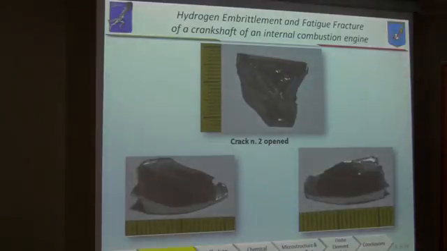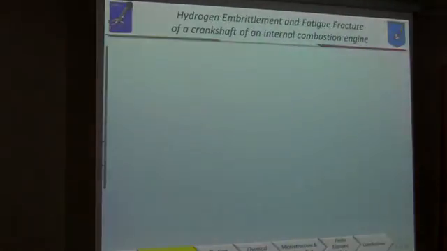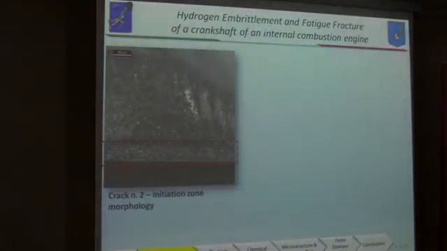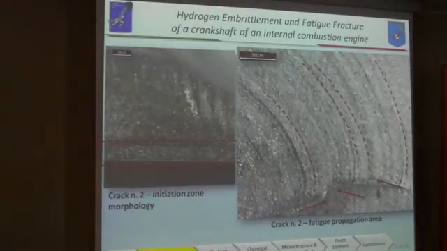About crack number two, just as already visible from the NDT test, this crack propagated on the opposite side with respect to crack number one, and was differently oriented with respect to the crankshaft rotation axis, as you can see from these open fragments. And again, crack number two showed two different morphologies: the initiation zone morphology, that was a stripe of about 0.25 mm from the external surface of the crankshaft, and the typical propagation area.